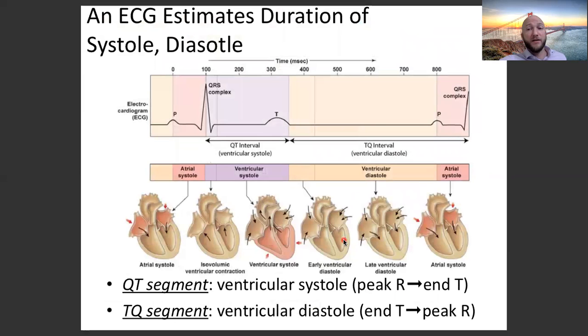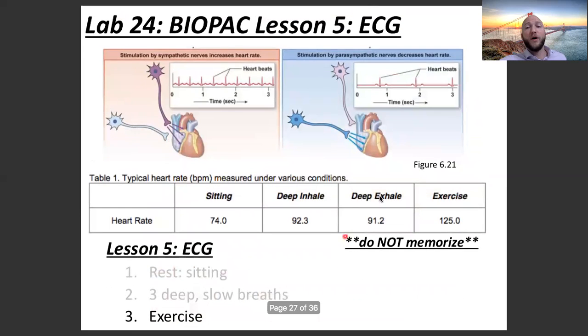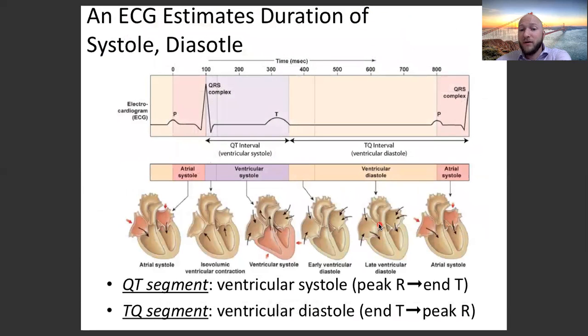But what part of the ECG, what aspects change to produce this exercise response? Does everything happen faster? How does the ECG change? Does everything happen faster? Does one part happen faster? Does the amplitude change of any parts? Well, let's take a look at this.